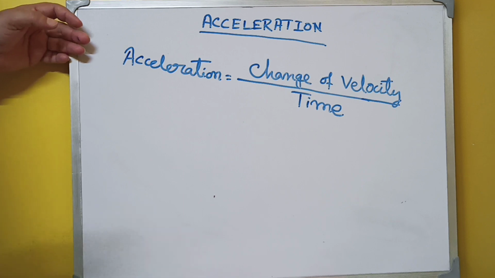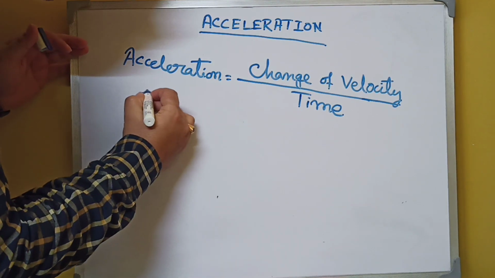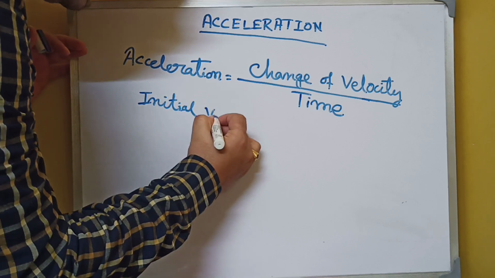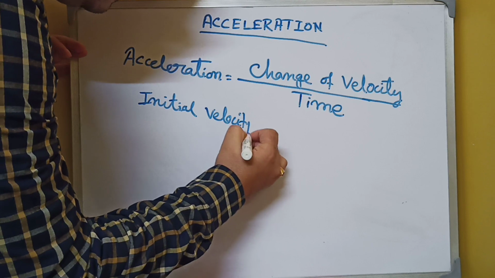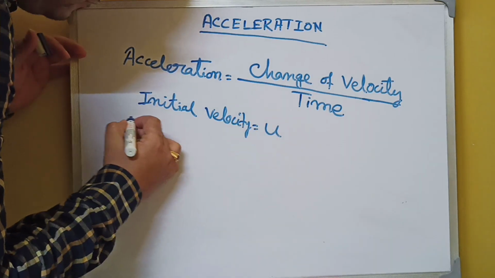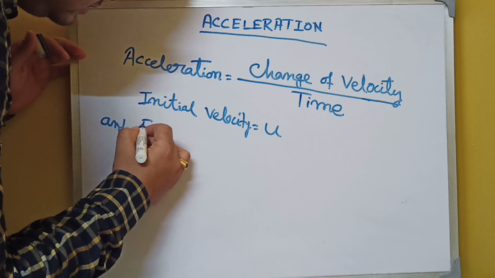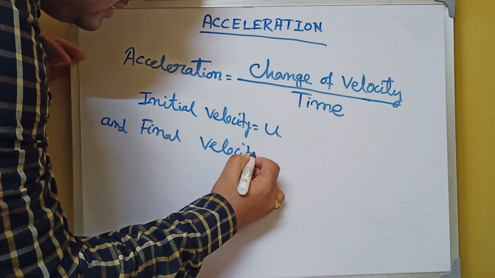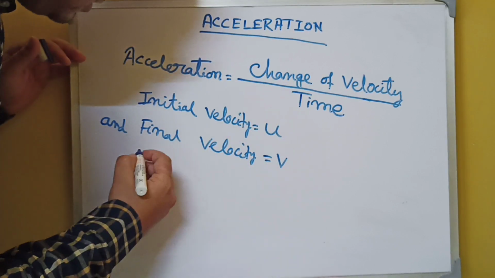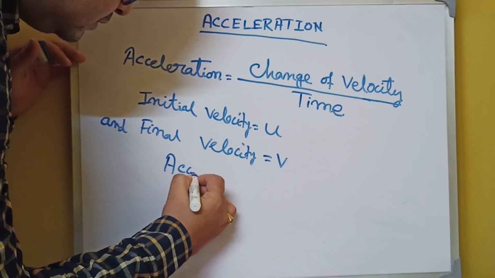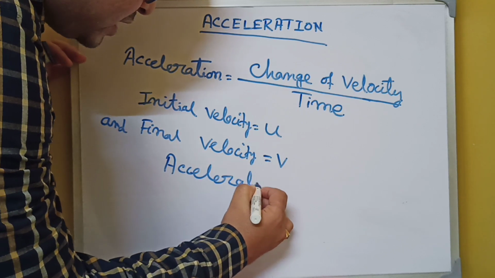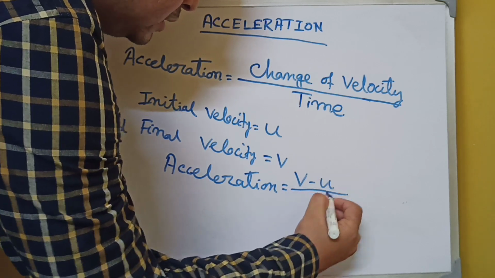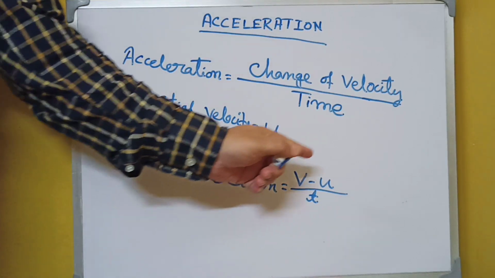Suppose I want to give you one example. Suppose the initial velocity is u and the final velocity is v. So what is your acceleration? Your acceleration is v minus u by t.